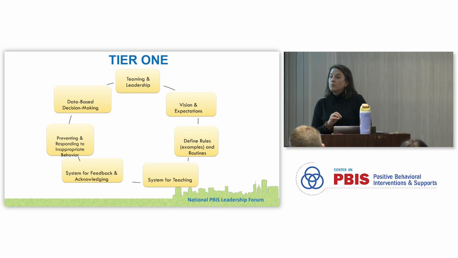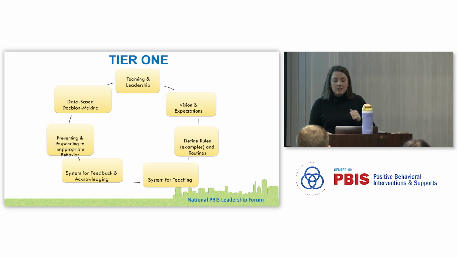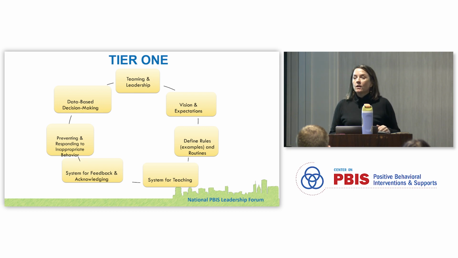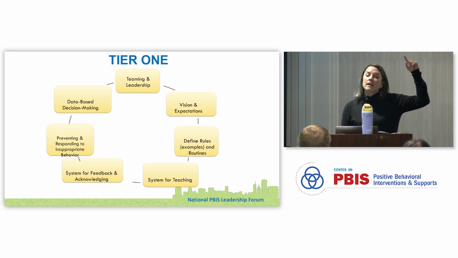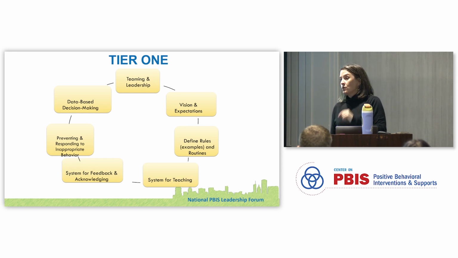Actually, I would just say everywhere should use the culturally responsive field guide that tells us how to have kids identify what behavior looks like. Let's say our expectations are safe, respectful, responsible. We need our kids to identify what that looks like at home, what that looks like in their community, and what that looks like at school.